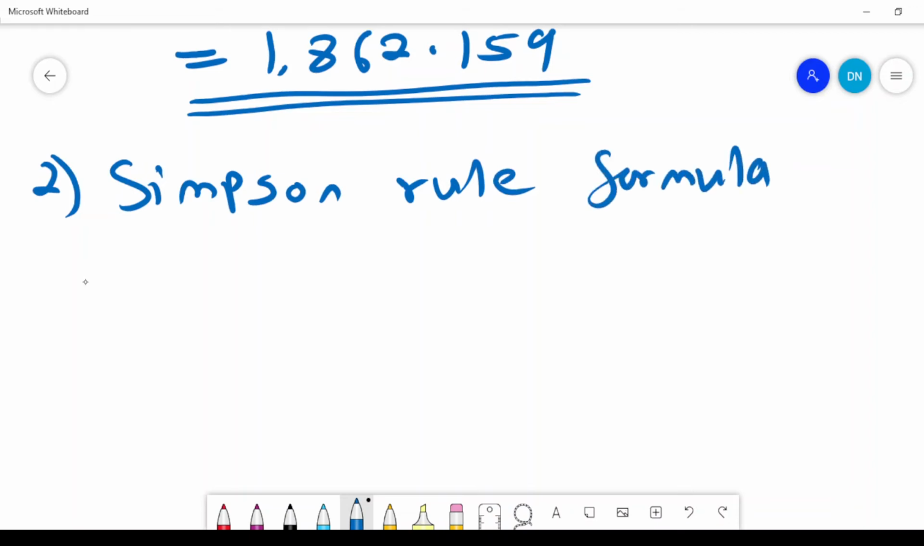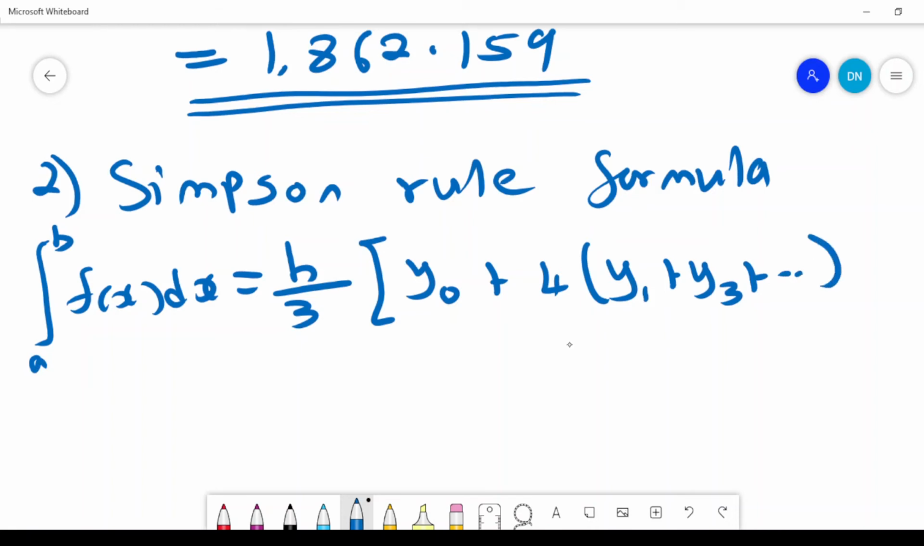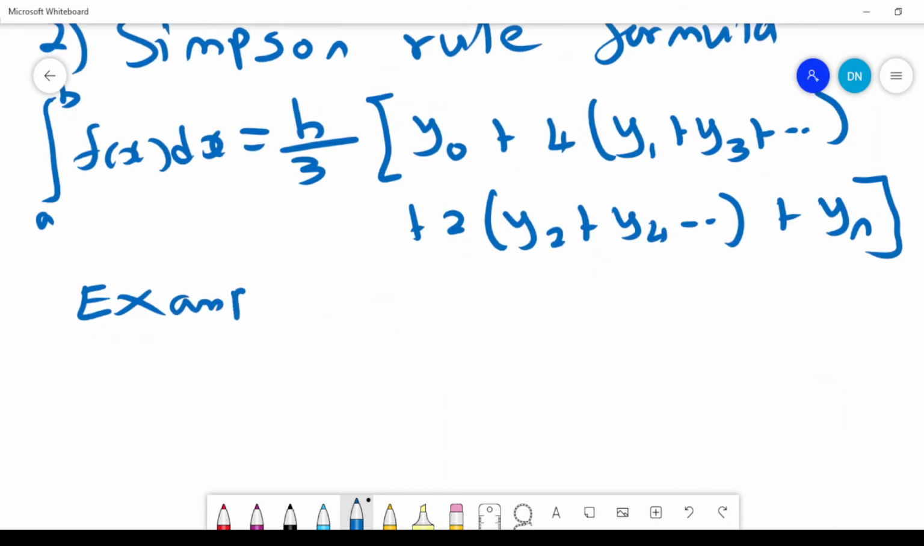So the Simpson rule formula, if we are to integrate from a to b of f of x dx, is h over 3 times y naught plus 4 times y1 plus y3, and then plus 2 times y2 plus y4, and then plus yn. Just a similar example.